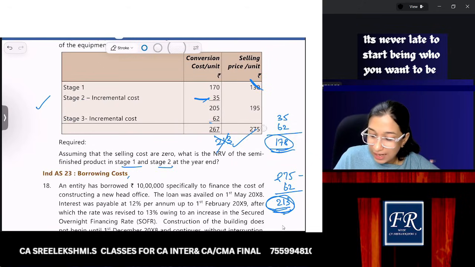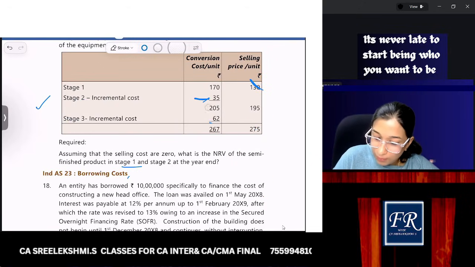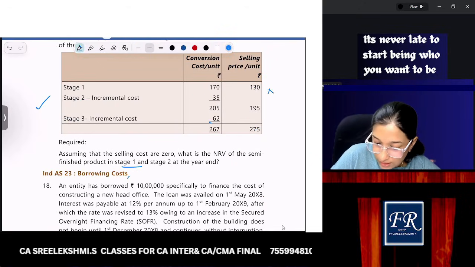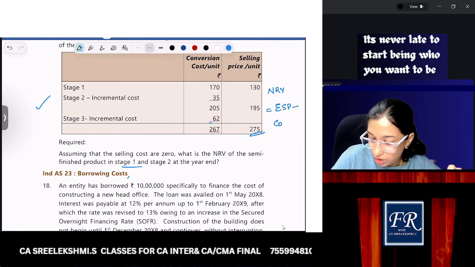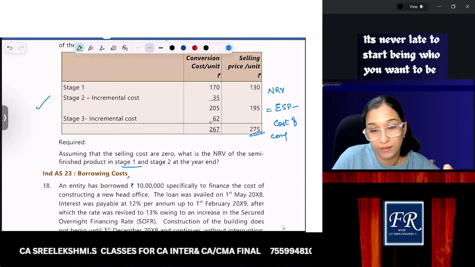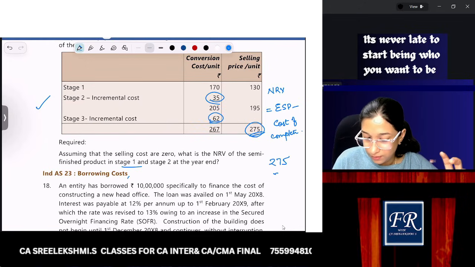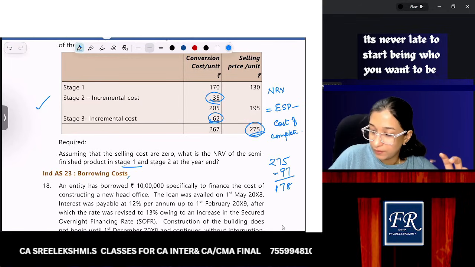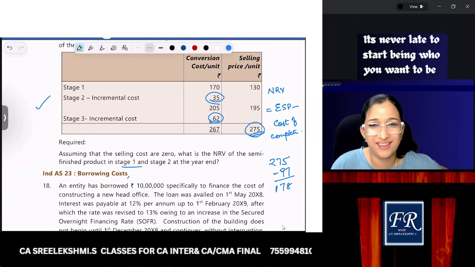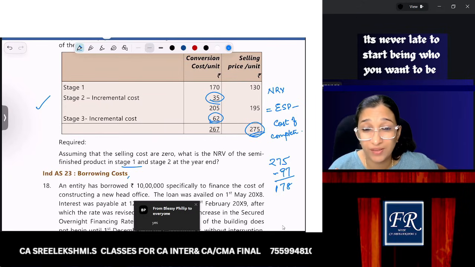How do I calculate NRV of the work in progress? NRV of the work in progress is expected selling price minus cost of completion. Expected selling price is 275. Cost of completion I deducted. That is how we got 178. Did you get this? This is such a basic question. I don't think there will be a confusion.